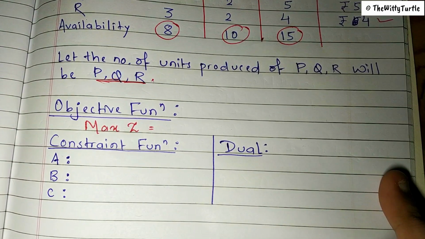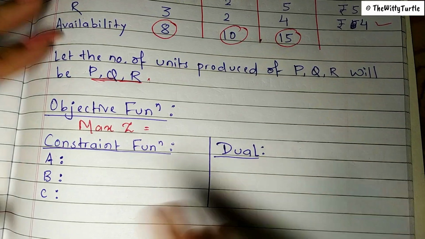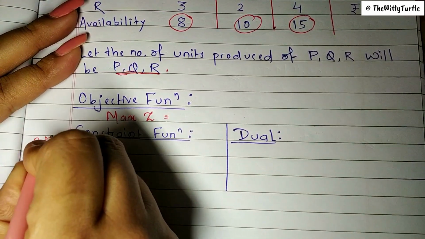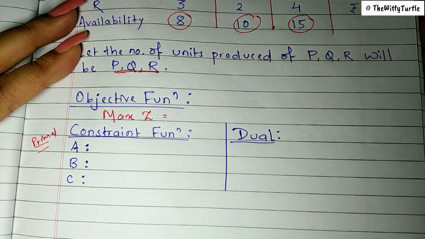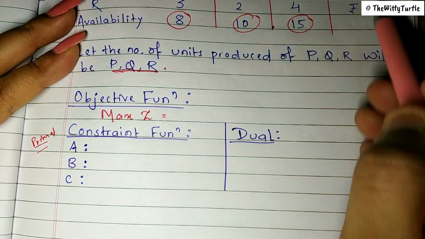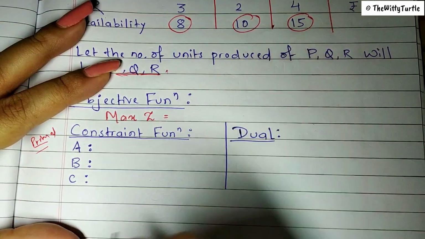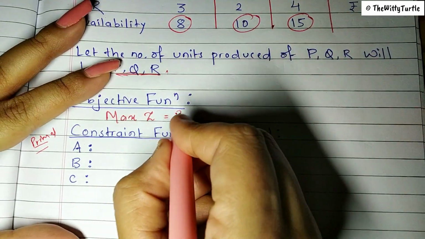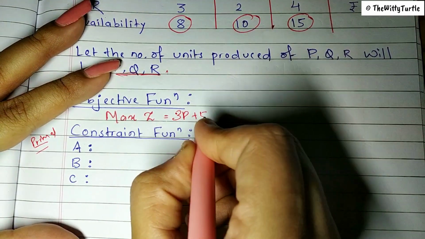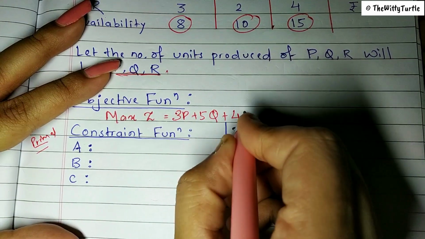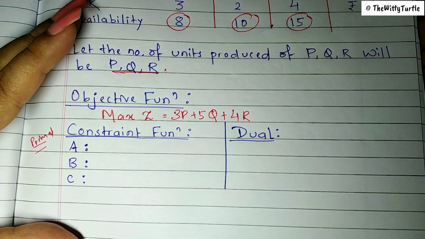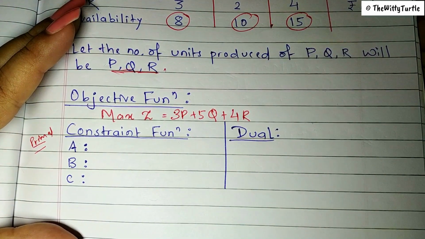Now the objective function in case of primal, right? This first point is about primal. So in case of primal, obviously the aim is to maximize the profits. So the objective function will be: Max Z equals 3P plus 5Q plus 4R. Now what are the three constraints in this case?